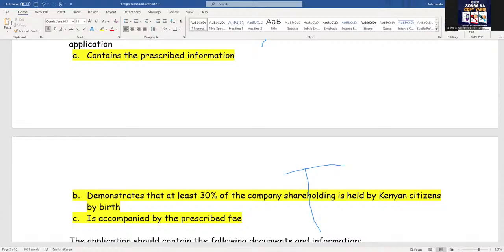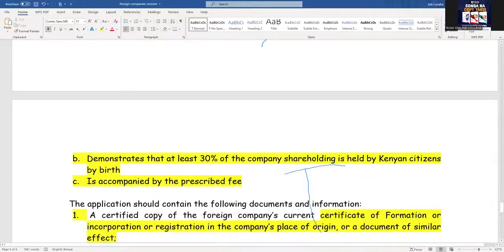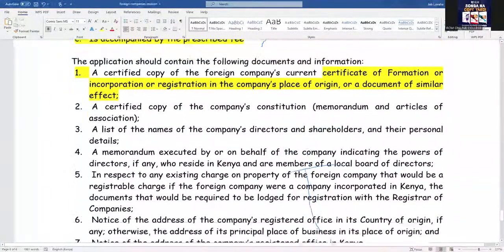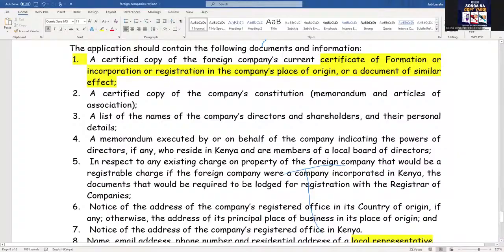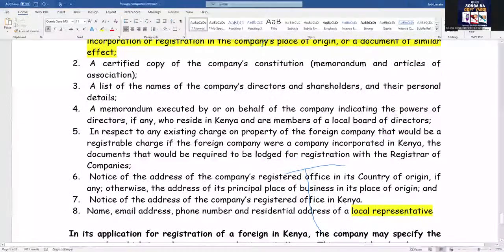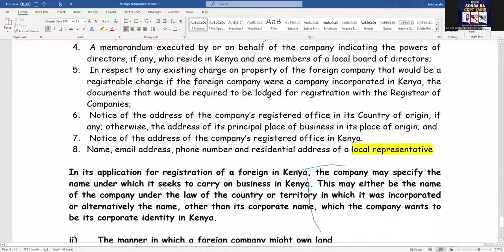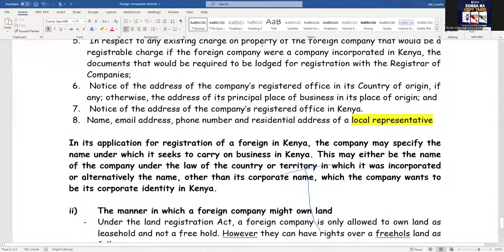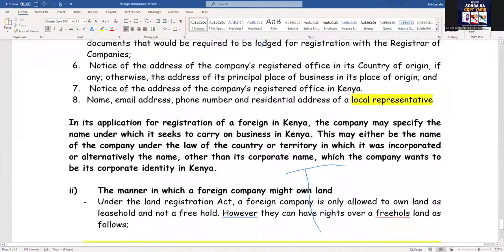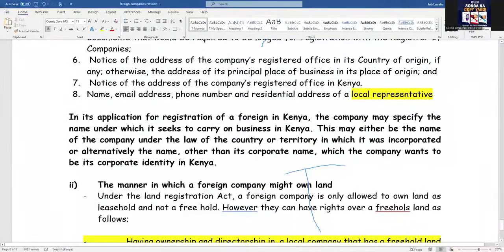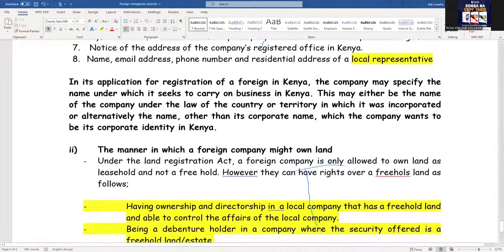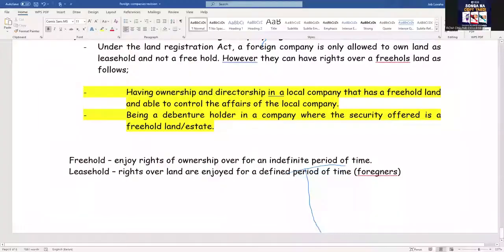Then you have to pay a prescribed fee. Then you submit all the documentation we've talked about, the certificates of incorporation from the country of origin, the list of directors. All of that has to be filed with the register of companies. Then eventually they will assess, and if you meet all the thresholds and have submitted all the required documentation, the register of companies can issue a certificate of incorporation for the foreign company.